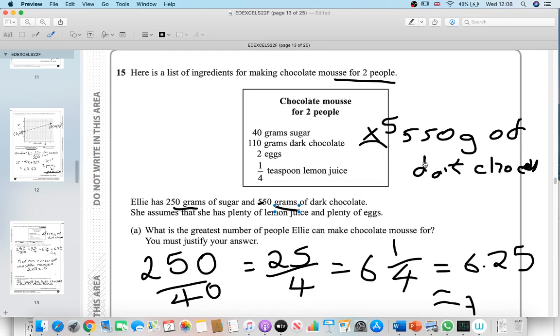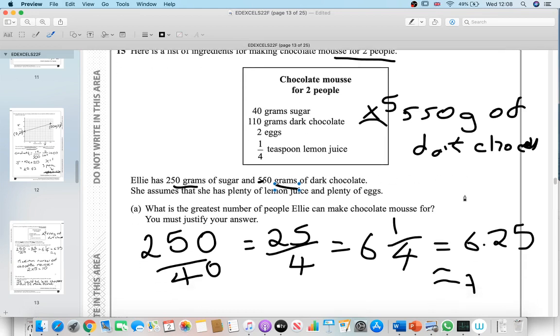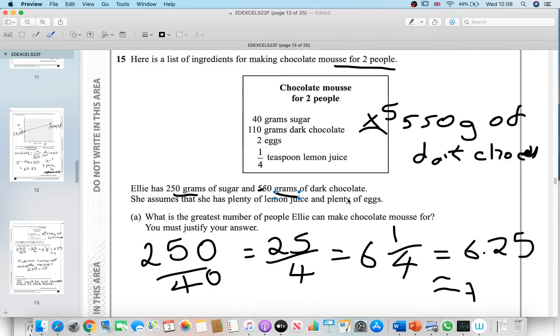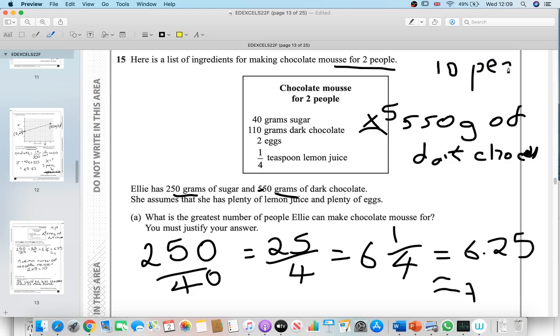So she has 250 grams of sugar and 550 grams of dark chocolate. Now let's look at dark chocolate first. 110 times 5. So for dark chocolate, she has enough for 10 people, because two people is 110, so per person it will be 55 grams. Times that by 10 gives me 550. So for dark chocolate, I've got enough for 10 people.